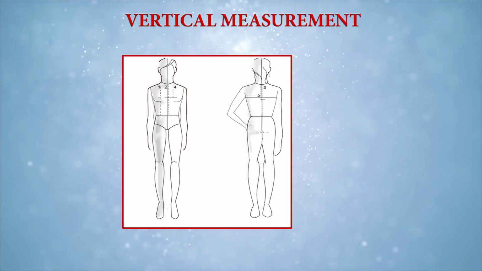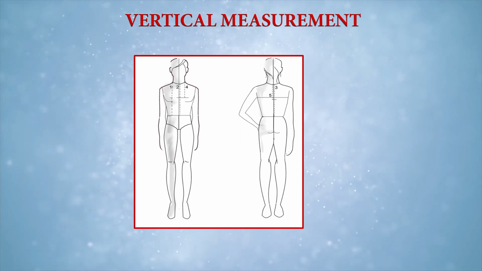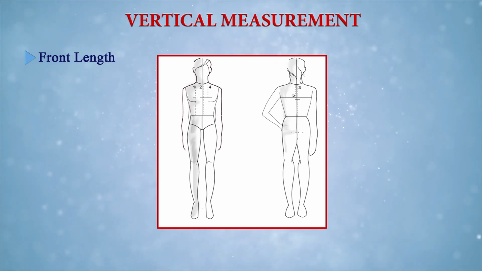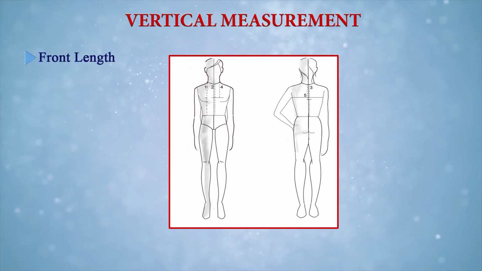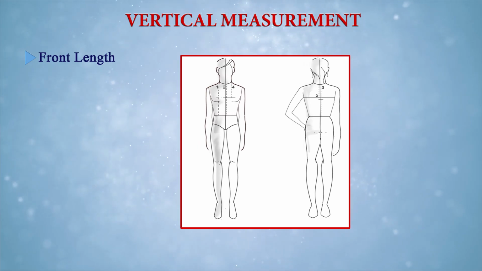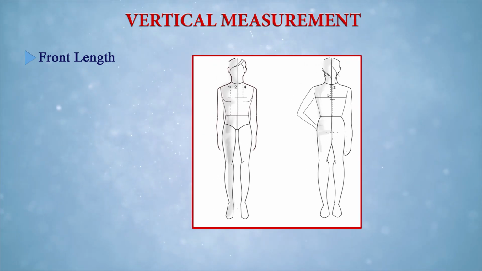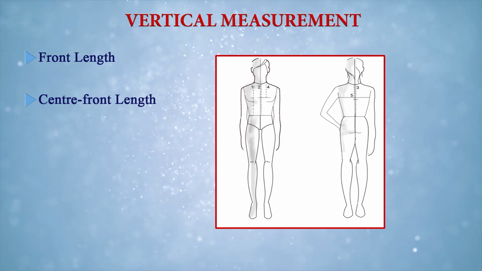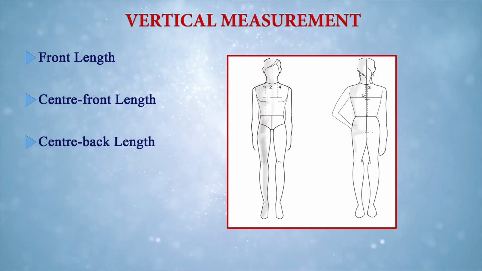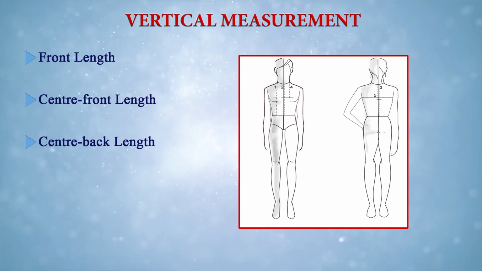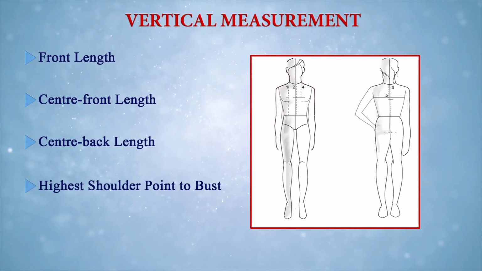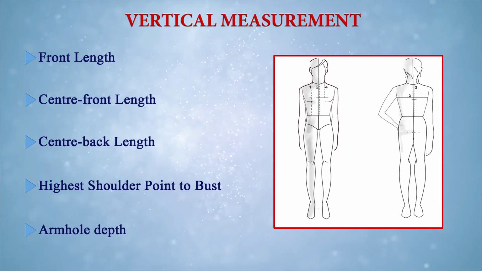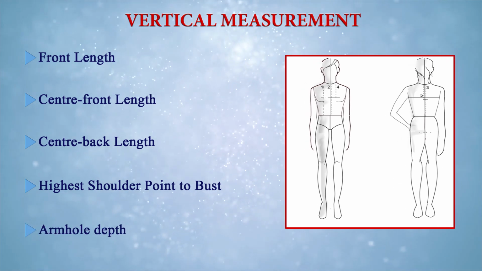Then the third process we take is the vertical measurement, the front length from the neck. If we are creating a full length garment, we take the length from the nape of the neck to the floor length, or however much length the particular customer wants. Then central front length and central back length, the highest point of the bust to the waist length, or the armhole depth. These all come under the vertical measurement.